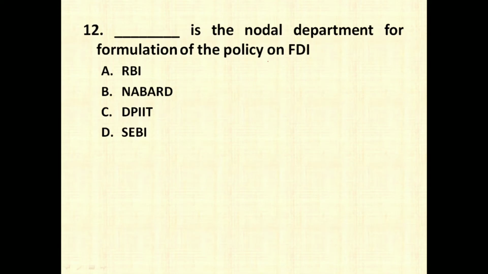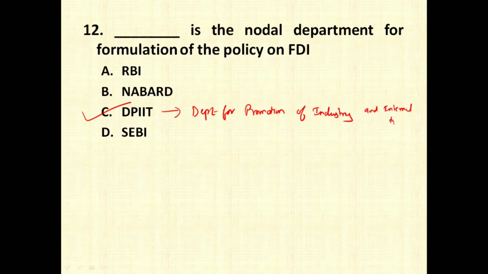Dash is the nodal department for formulation of the policy on FDI. RBI, NABARD, DPIIT, SEBI. So correct answer is option number C, DPIIT, which stands for Department for Promotion of Industry and Internal Trade. So this institution was established in the year 2019 and the headquarters of this institution is at Mumbai. So these are few points which you can remember about DPIIT.